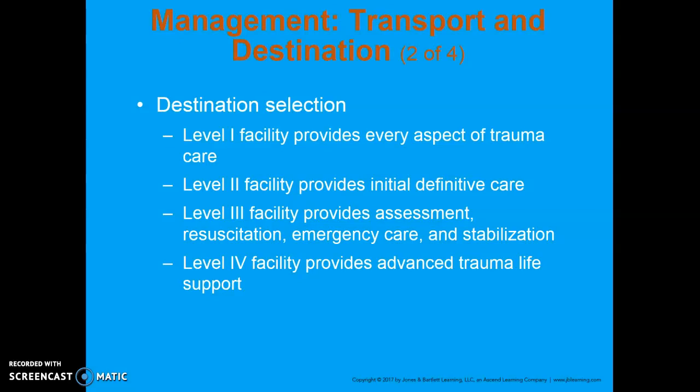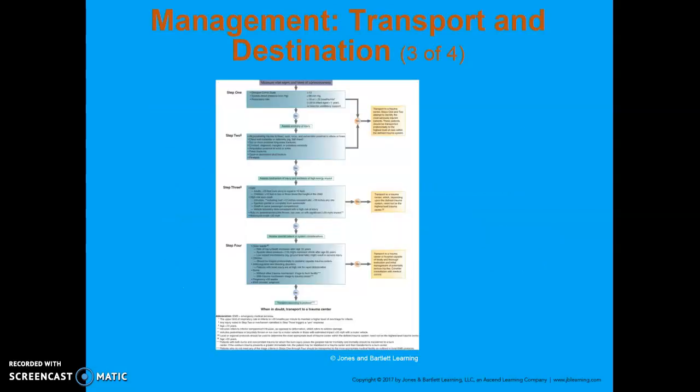Your level 3 provides assessment, resuscitation, emergency care stabilization, and then transfers the patients to a level 1 or level 2 center. Your level 4 facility is pretty remote. There's no higher level of care. They provide trauma life support and then transfer to a higher level of care. And here's kind of your graph of how that is laid out. And this is, of course, in your book, so I'll let you go ahead and review that.